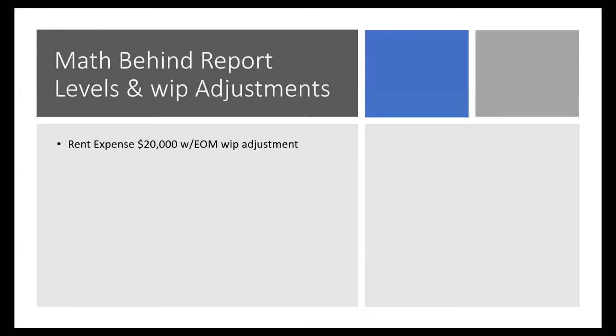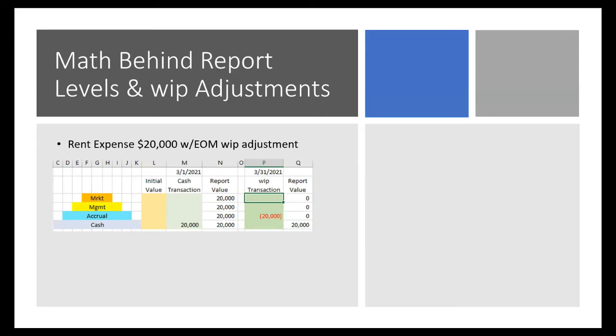Okay, so let's dig a little deeper into the math behind adjustments. Let's say we start off with this $20,000 lease expense, or rent expense, that we booked back in March. And over on the right, you can see that at the cash level we have the $20,000 showing up. And that value is going to show up on any report level that we run.